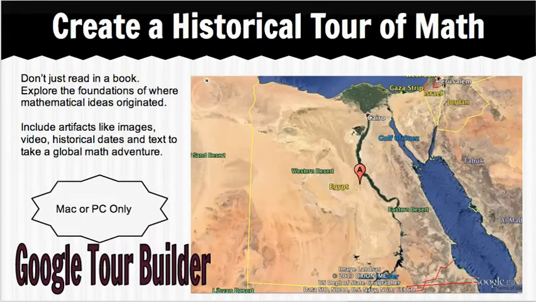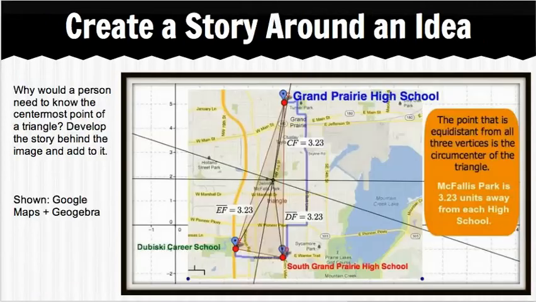Another idea is to create a historical tour of math using Google Tour Builder, which is Mac or PC. The idea is that the kids aren't just reading a very long packet about some of the historical stuff they have to read, especially in geometry. They're doing some research and then applying those different sprites all over the world, including images, video, text, and dates, and basically building a big story.